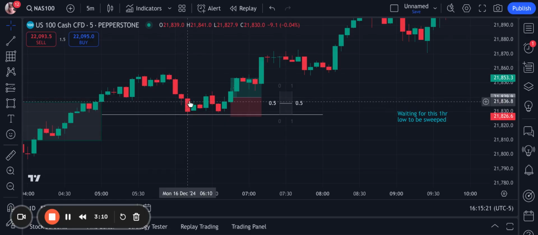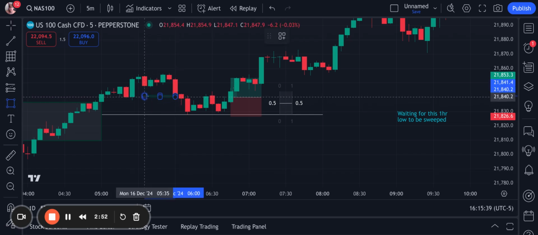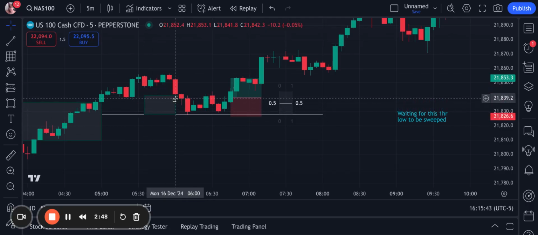So this is considered the order block because this is the move down that is causing this move up, this break of structure to the upside. So in this area of this candlestick, that's where orders are being filled. So I'm just going to make a box here to represent the order block. But this is a pretty big box and it's not really that accurate.